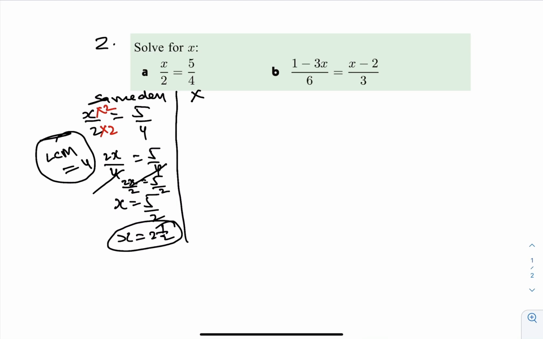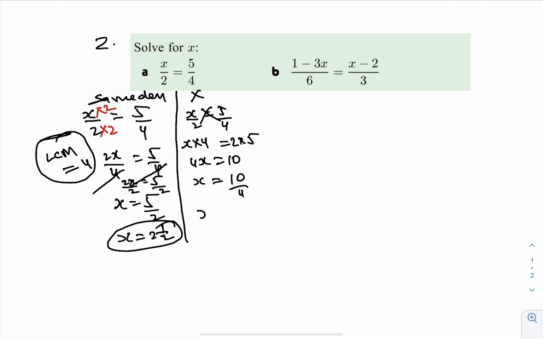And in cross multiplication, we simply multiply x times 4 and then 2 times 5. So 4x is 10. x is equal to 10 divided by 4. Now we'll have to simplify this further to 5 divided by 2, which is the same as 2 and a half.